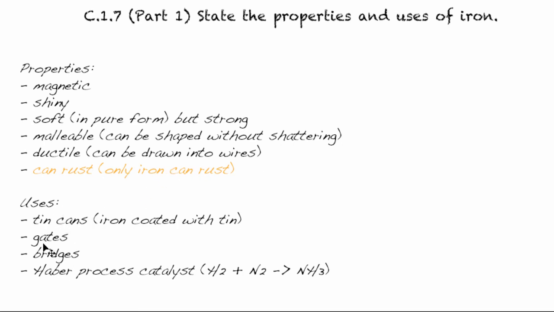Some quick uses of just iron. Tin cans are often iron coated with tin. Gates, bridges, they'll often have paint over top of them to prevent rust. And in the Haber process, iron is used as a catalyst to produce ammonia. So this is used for making fertilizers. And so iron would be written above the arrow here as a catalyst.